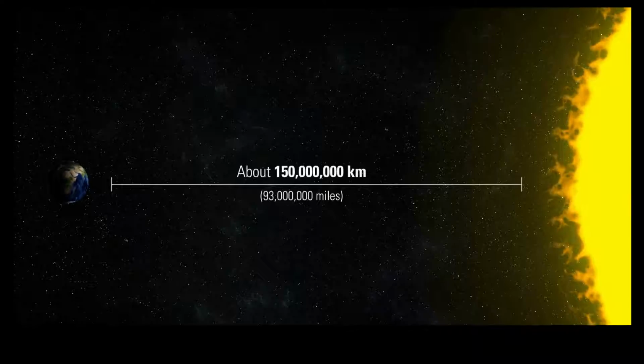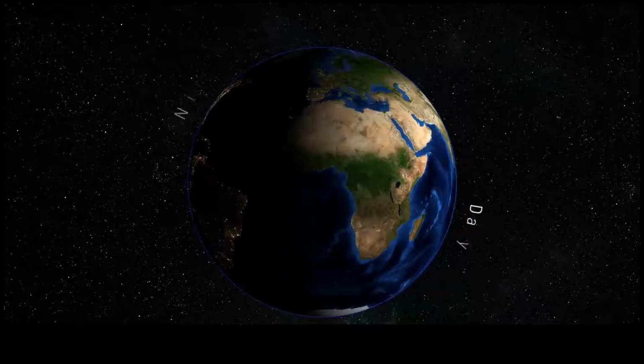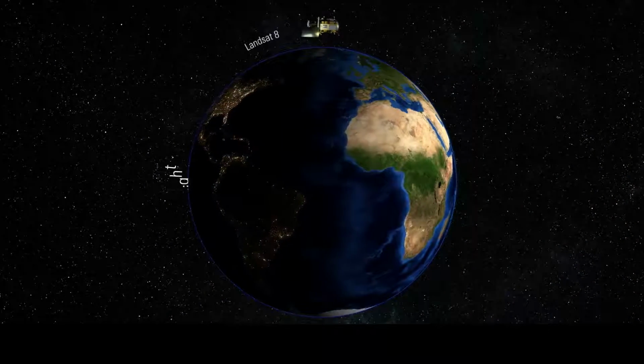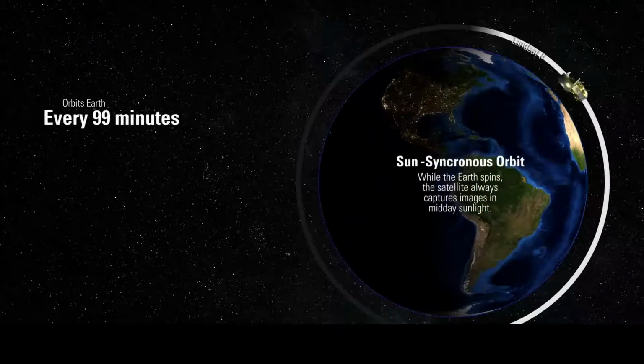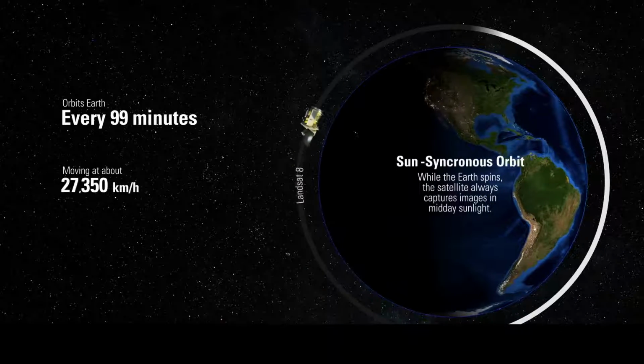As we orbit the Sun, Landsat 8 positions itself to capture imagery in direct sunlight. It's called a Sun synchronous orbit. And it happens every 99 minutes, and about 14 times a day.